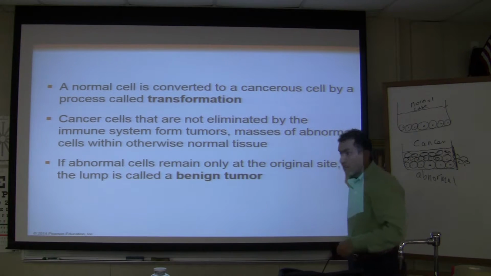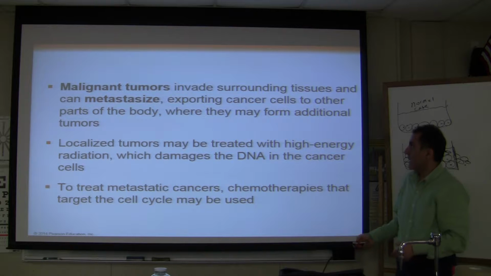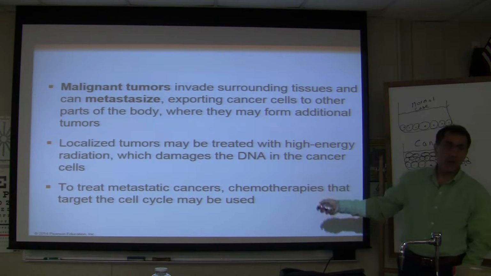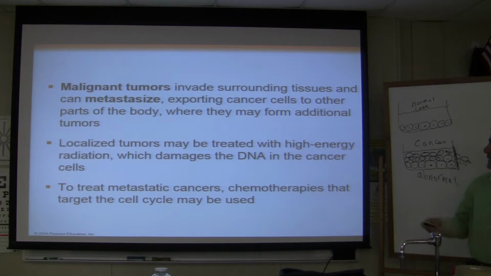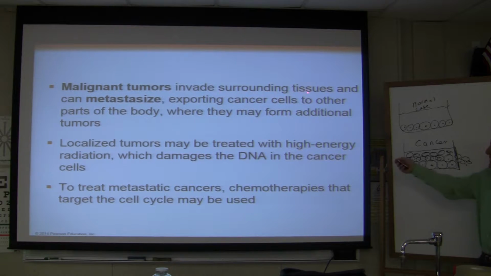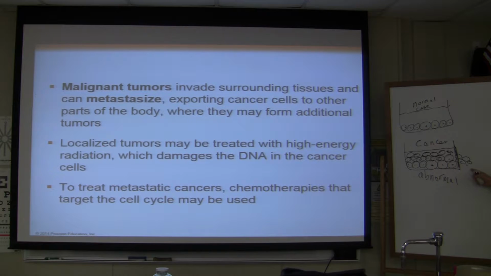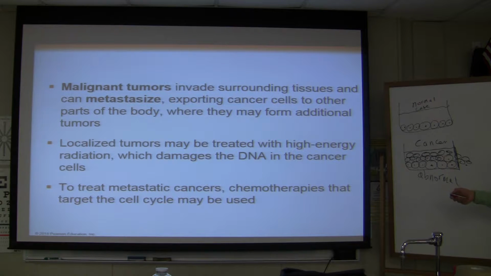However, the other one is a malignant tumor, which you have heard of. The malignant tumors invade surrounding tissues as well. You remember this? I did draw it for you. Not only do they get out of their place and go to surrounding tissues, they go all over the body. They call it metastasize. Metastasize means the cancer cells travel and go all over the body.